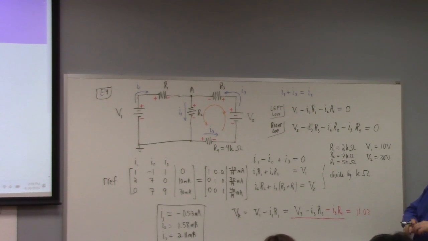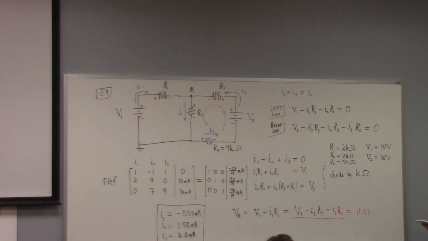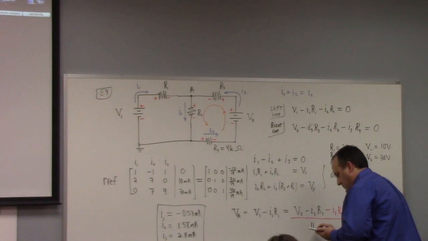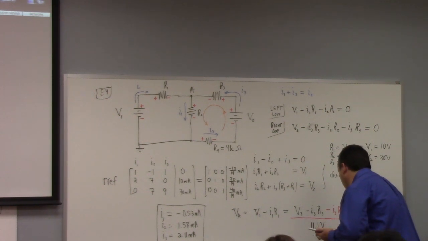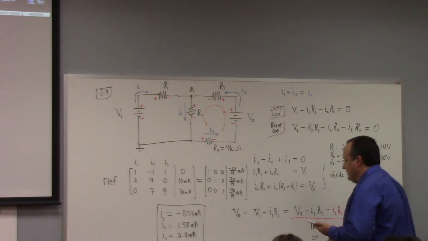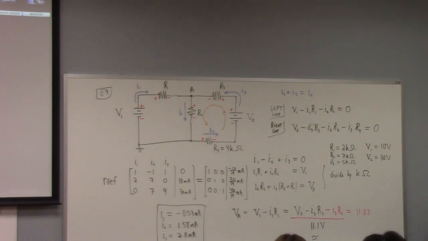So if I take my 30 volts and I subtract I3, which was 2.1, times R3 plus R4, which is 9, I get, so this gives me 11.1 volts, but you know, I got some round off error going on here, but there it is.